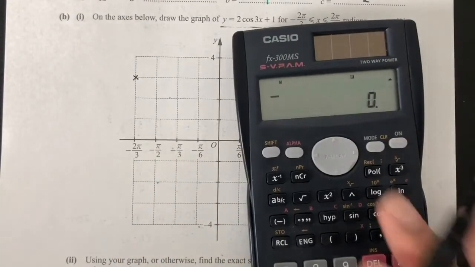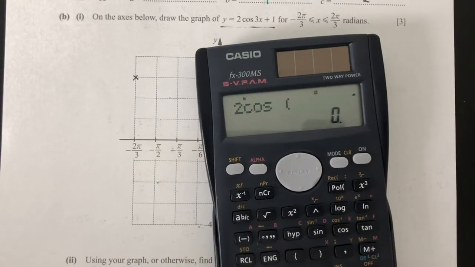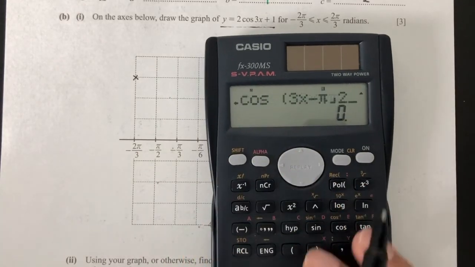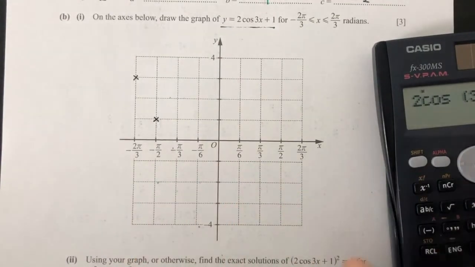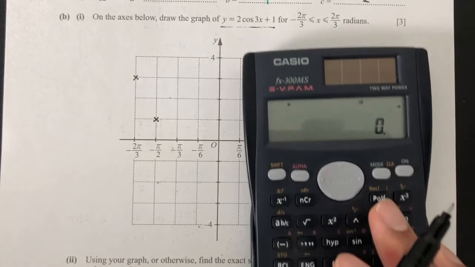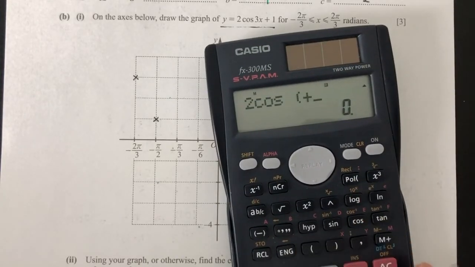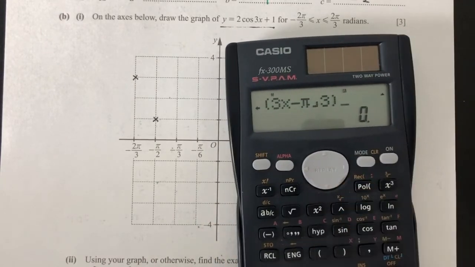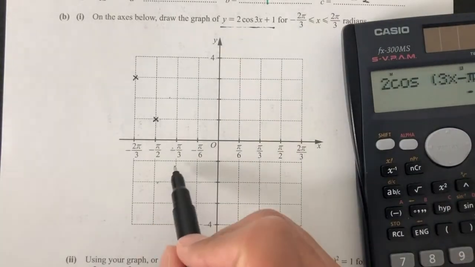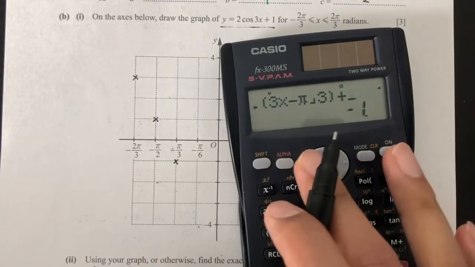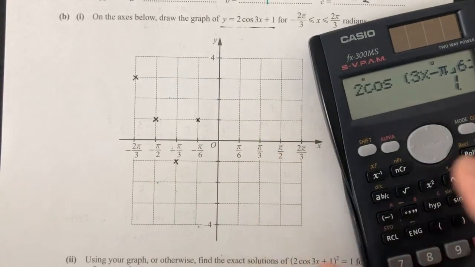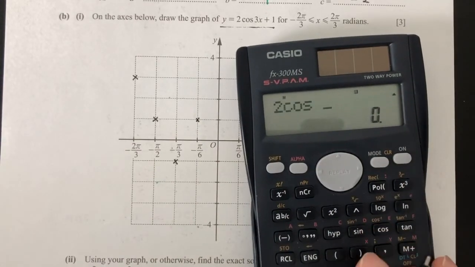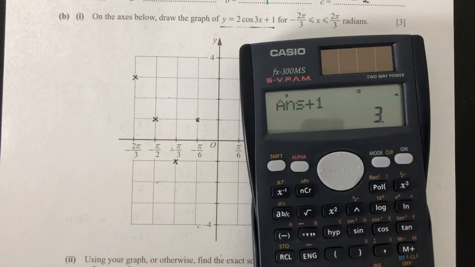Now for this one, minus pi over 2. So 2 cos 3 times minus pi over 2 and we have plus 1. Should be 1. And then we have minus pi over 3. So 2 cos 3 times minus pi over 3 plus 1, minus 1. And minus pi over 6. That should be 1. And we have 0. So 2 cos of 0 plus 1. That should be 3.